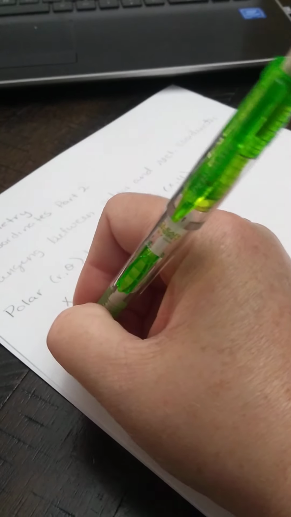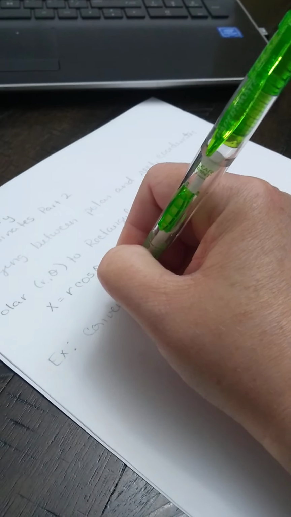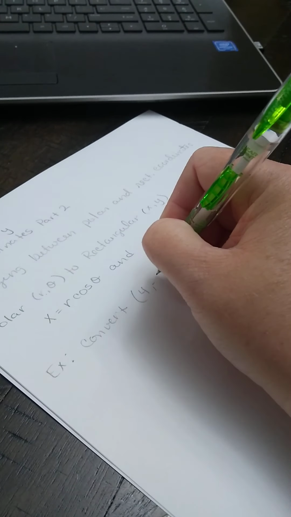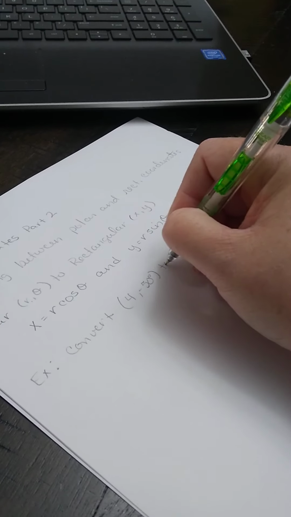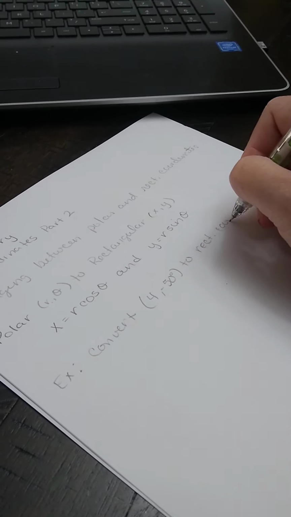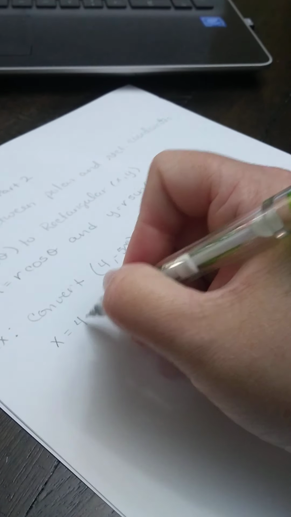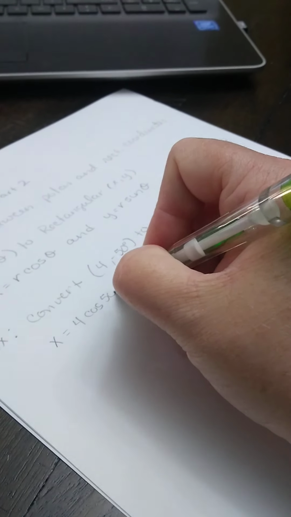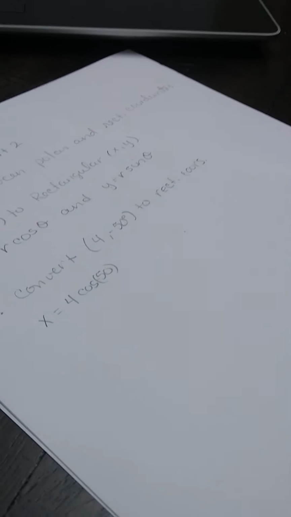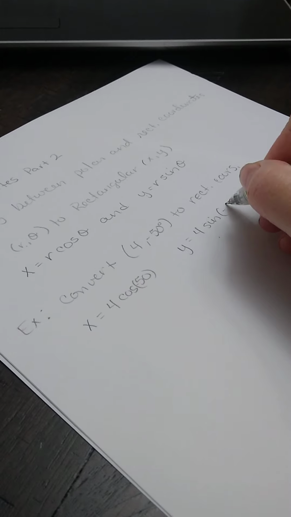So let's look at an example here. Let's convert (4, -50) to rectangular coordinates. Okay, so our x coordinate would be 4 times cosine of -50, and our y would be 4 times sine of -50. All right, we'll plug those in.